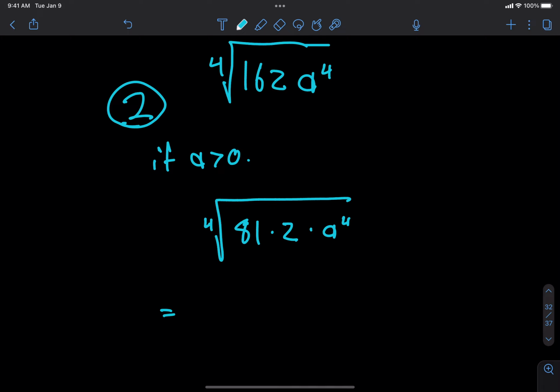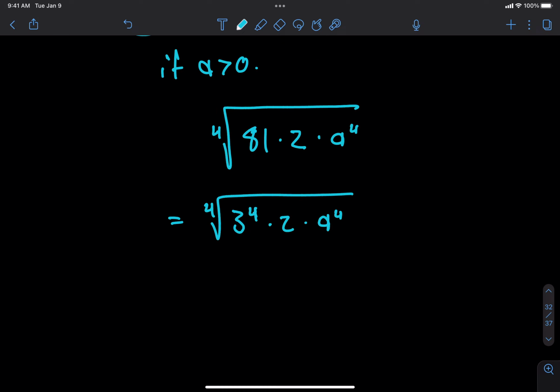And we can rewrite this as the 4th root of 3 to the 4, because 9 times 9 is 81, and 3 times 3 is 9. So 3 times 3 times 3 times 3 would be 9 times 9 would be 81. Multiply by 2, multiply by a to the 4th. And this time I'm not going to write it all out. I'm just going to pull things out. So the 3 to the 4th, if I do the 4th root, we divide 4 by 4 and get just 1. So we're left with 3. And also the a to the 4th can come out as a. And then left inside, I have the 4th root of 2.